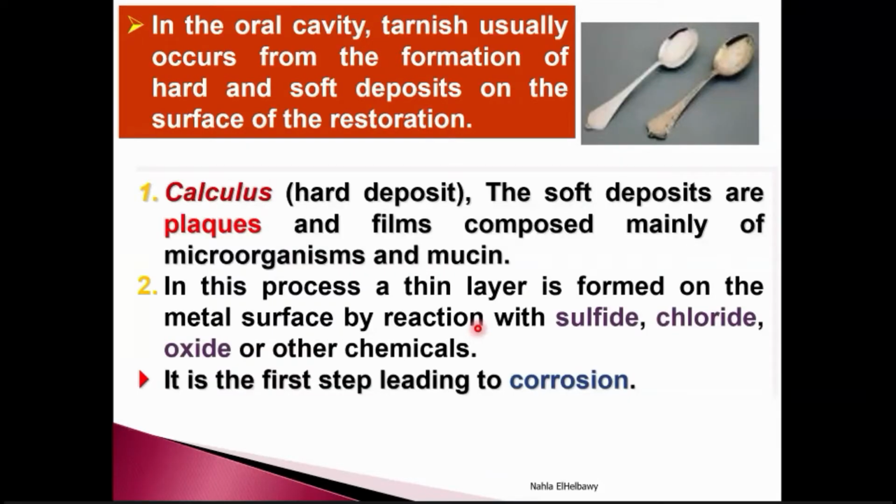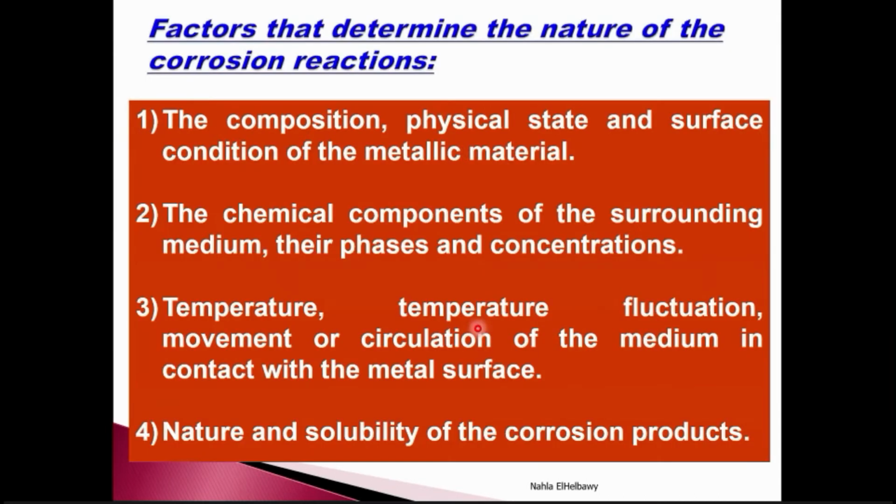So the tarnish in the oral cavity occurs from hard and soft deposits. For example, calculus, which is a hard deposit, and plaque is a soft deposit. So these deposits can change the oral environment and they create some kind of electric circuit or electric potential. So this electric potential can give energy to cause corrosion. So this is the first step in the corrosion. I will explain this in further detail.